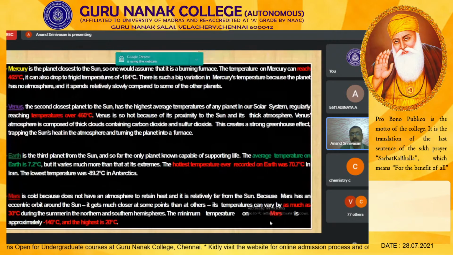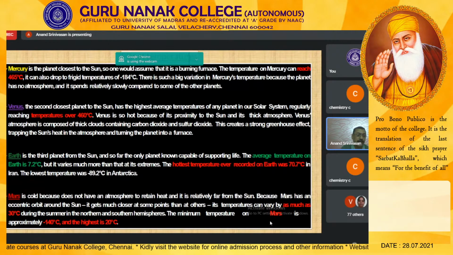Therefore, Mercury's temperature: the planet has no atmosphere and it spins relatively slowly compared to some of the other planets. And when you look at Venus, the second closest planet to the Sun, it has the highest average temperature of any planet in our solar system, and it regularly reaches 460 degrees centigrade. And it has a lot of greenhouse gases, therefore living is not possible as far as Venus is concerned.